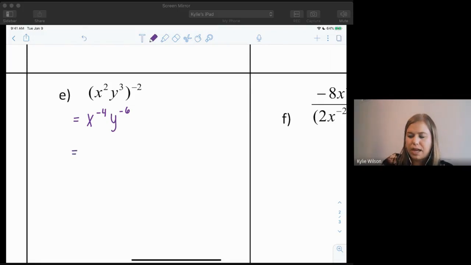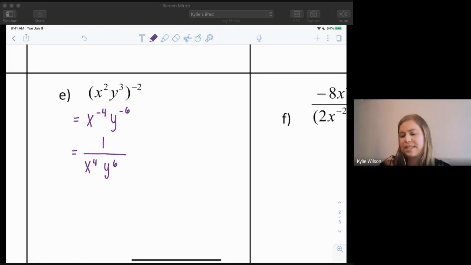Now I address the negative exponents. So because x is to the power of negative 4, it's on the wrong side of the fraction. So it needs to live in the denominator. For my y, because it has an exponent of negative 6, it's on the wrong side of the fraction, and it needs to live in my denominator. Because I have nothing left in the numerator, I can just put a 1. And that is my final answer.